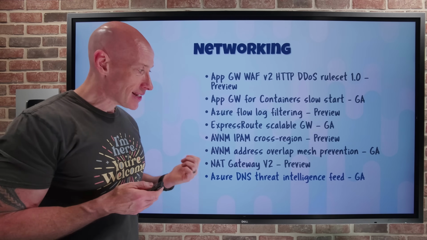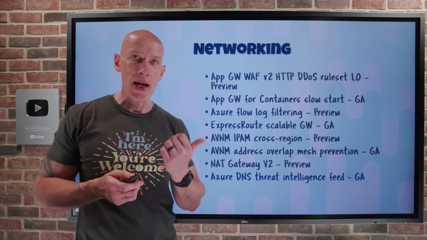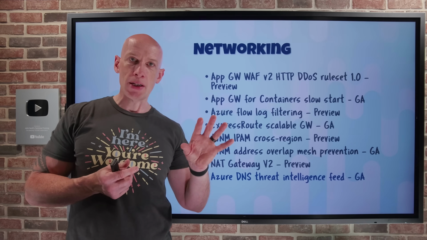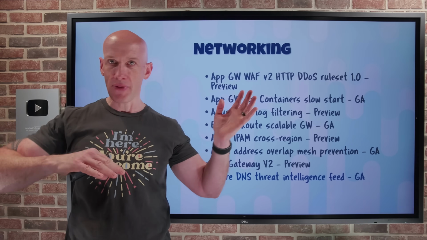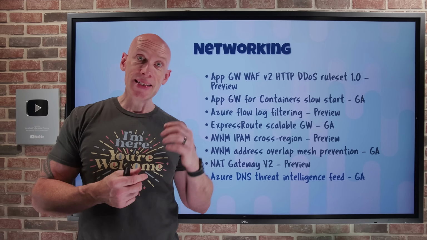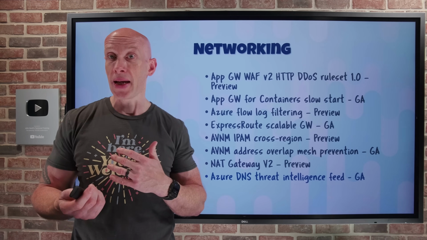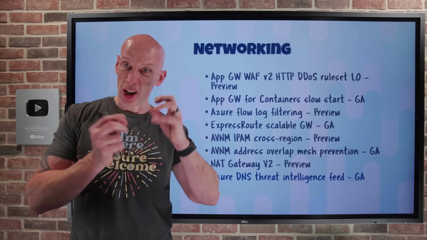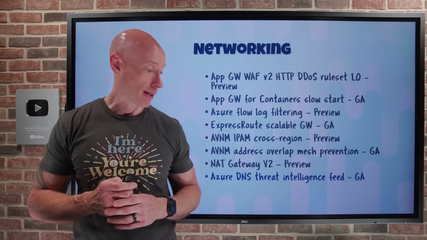And Azure DNS now has threat intelligence feed in GA. So I can have Azure DNS security policies, which apply to any public and private DNS traffic within a VNet. Well, it will now use a threat intelligence feed to detect DNS queries for malicious domains, so that it could then either alert or actually block it completely.